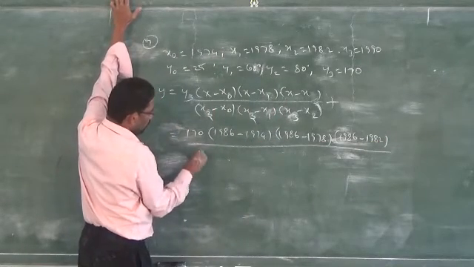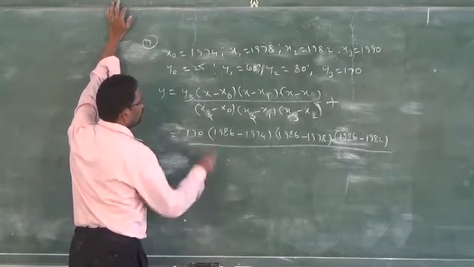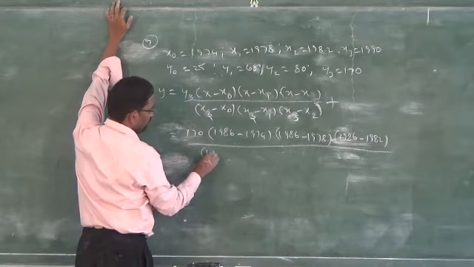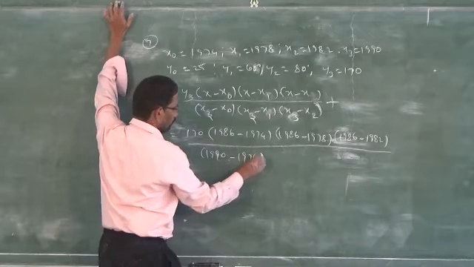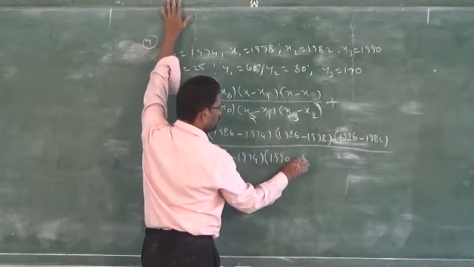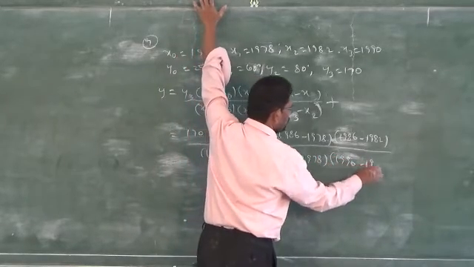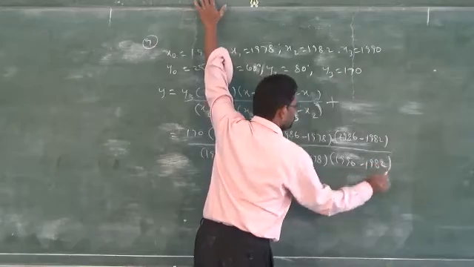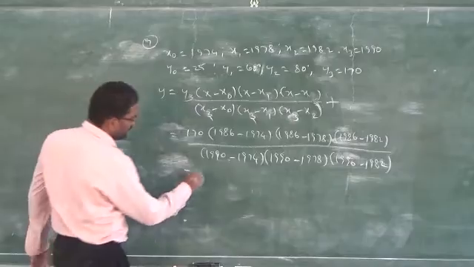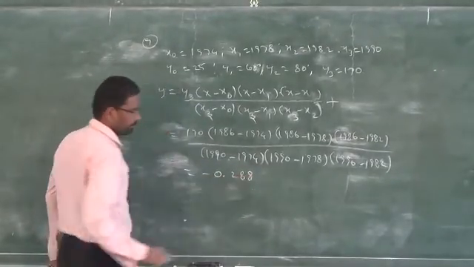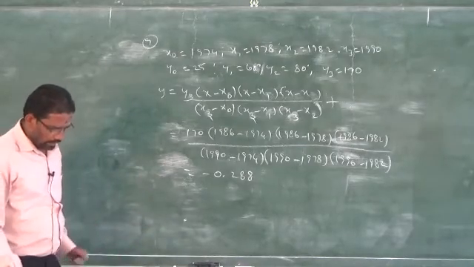What is your x3? 1990 minus 1974, 1990 minus 1978, 1990 minus 1982. So just simplify as usual using the calculator. You will get minus 0.288. Clear? So once you know this value, then you have to finally add.